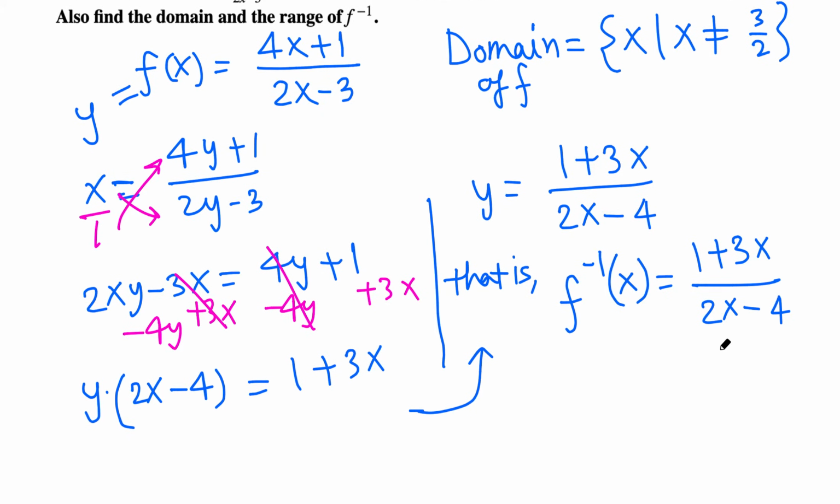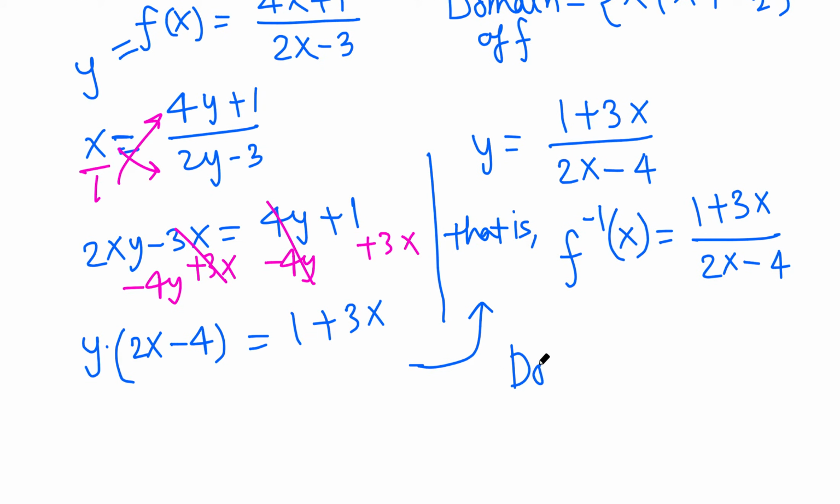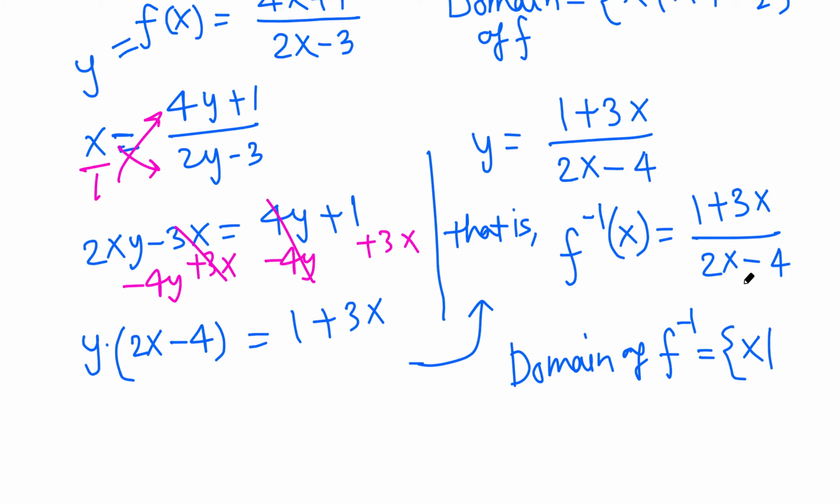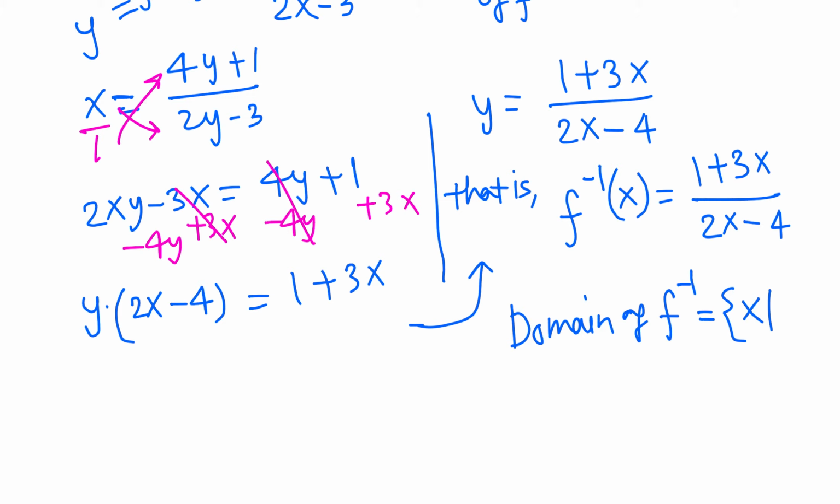Now we can find its domain. So the domain of f inverse, this function, is all reals such that we should not have 0 on the bottom. So 2x minus 4 should not be 0. Add 4 to both sides. Divide by 2. So that's 2. So x should not be equal to 2. So x not equal to 2.